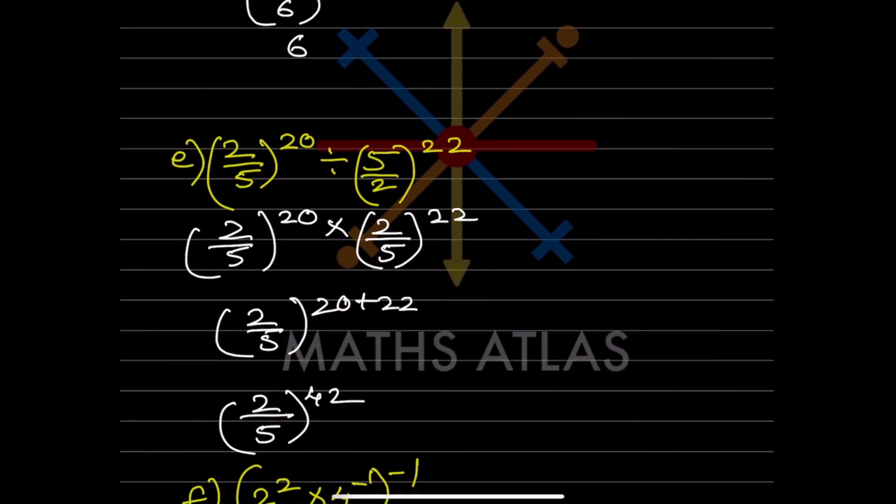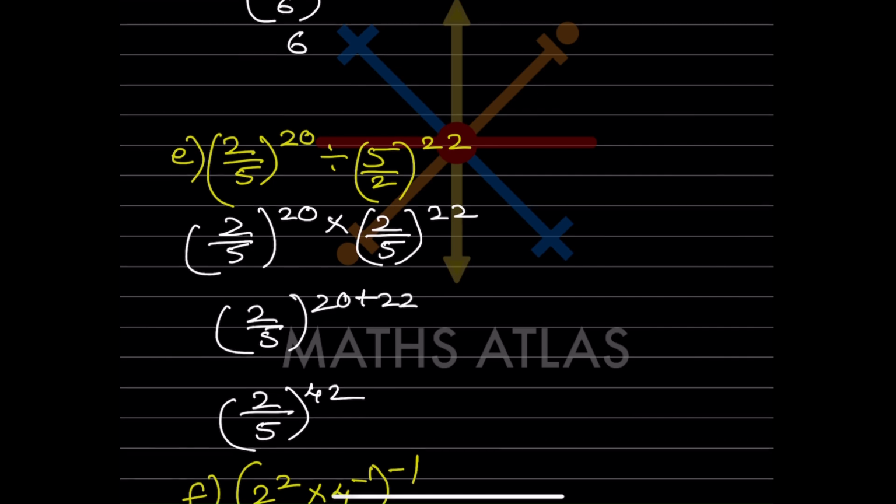So now here, first thing you have to do, 2 by 5 raised to 20 will keep as it is. Now, whenever there is a division sign over here, you make it multiplication. But if you are making this multiplication, the next number, which is a fraction, you are going to flip over. So that is going to be 2 by 5, and the exponent is going to be the same.